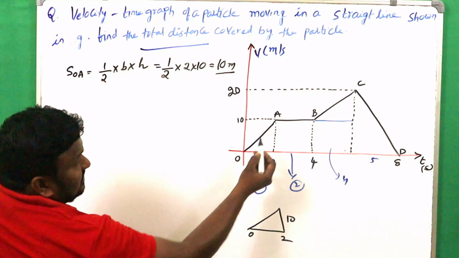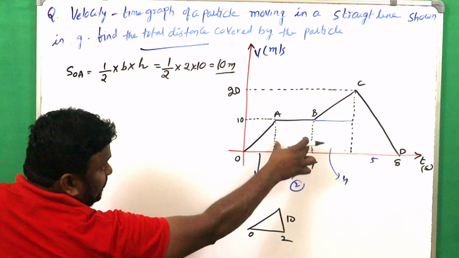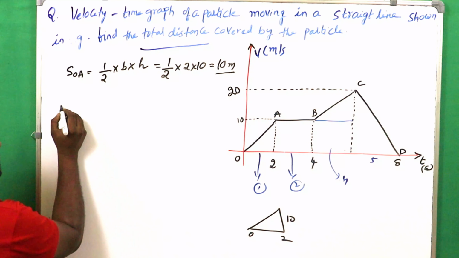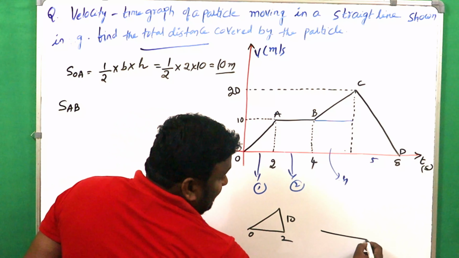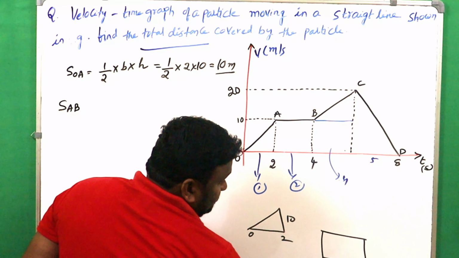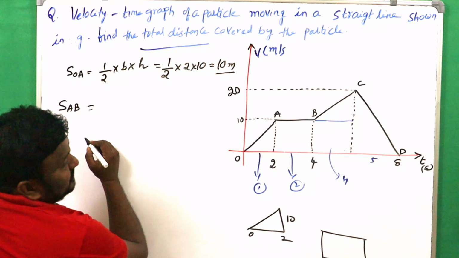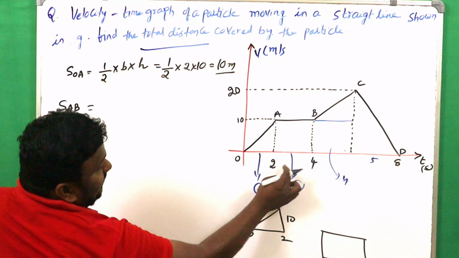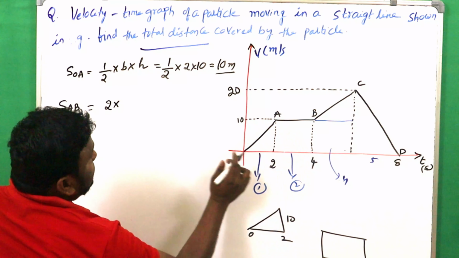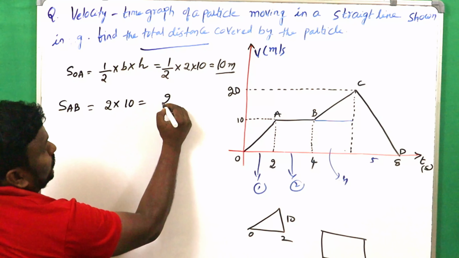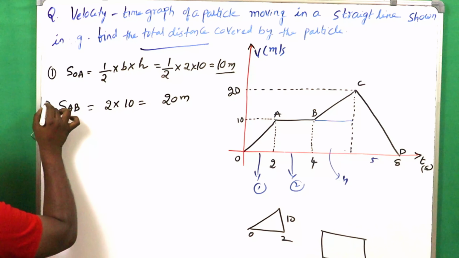The second one is the distance covered under the graph AB. In this portion, I am going to write S AB, and it is a rectangle like this. The area is length into breadth. The length is 4 minus 2, which is 2, and the breadth is 10. So 2 into 10 is 20 meters. This is the first one and this is the second one.